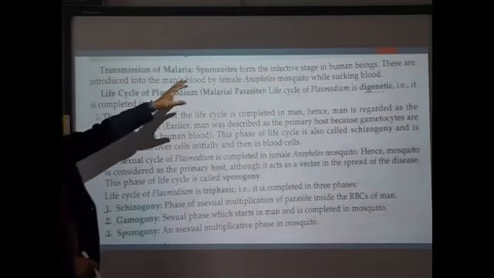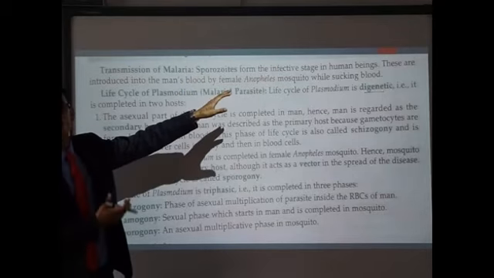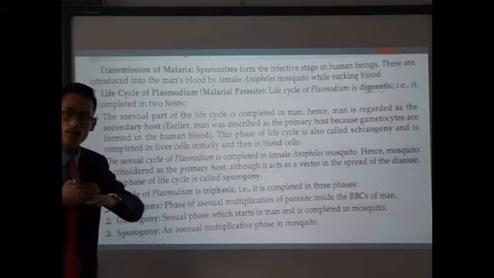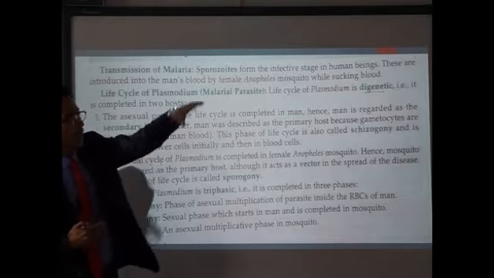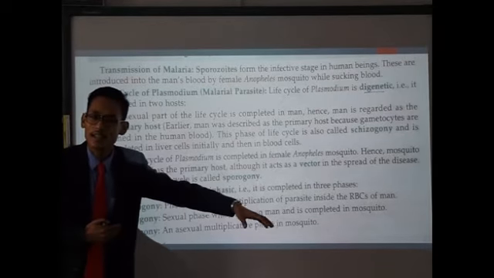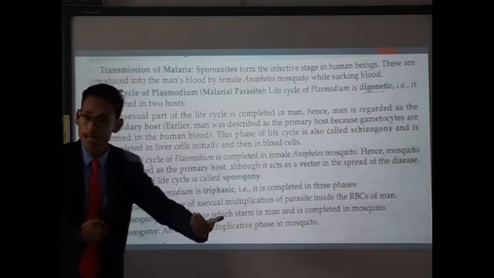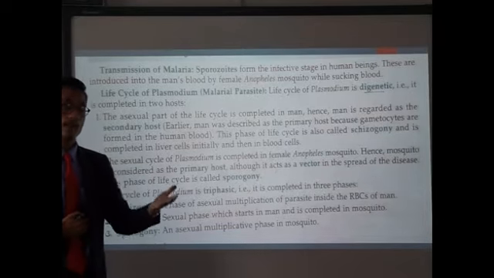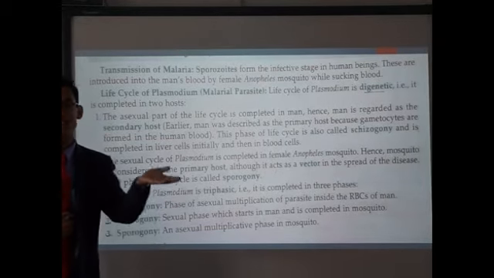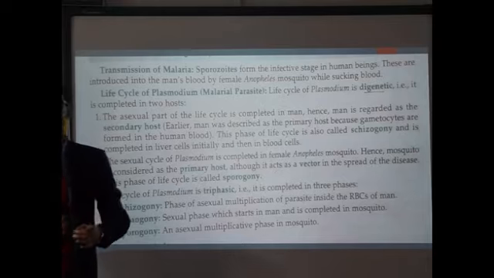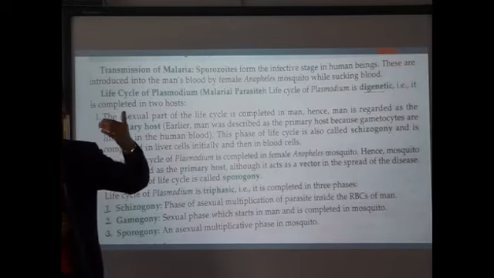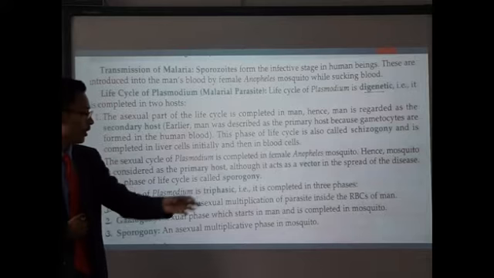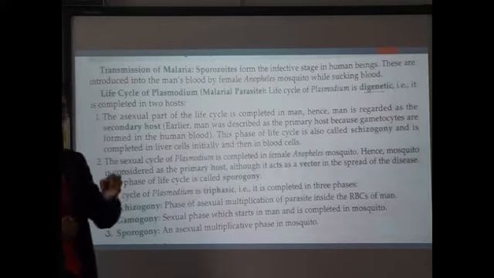Remember, once the sporozoites are introduced into the body of a human being by the bite of a female Anopheles mosquito, they will go and infect the liver, where they will multiply by means of asexual reproduction. And after that, they will go and infect the red blood cells, where again they will multiply. And this particular process is called zygogony.